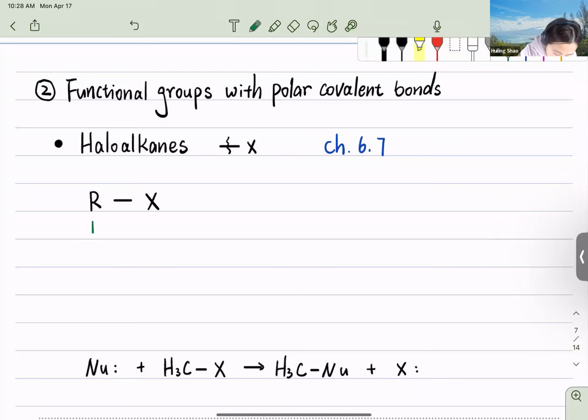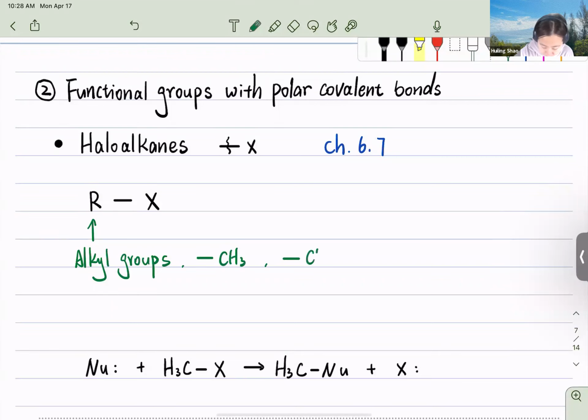So examples of haloalkanes will have an alkyl group, or R group. And examples of our alkyl group can be a methyl group, or ethyl group, or isopropyl group, etc. And in here, this X means some kind of halogen, so X equals fluorine, chlorine, bromine, iodine, etc.